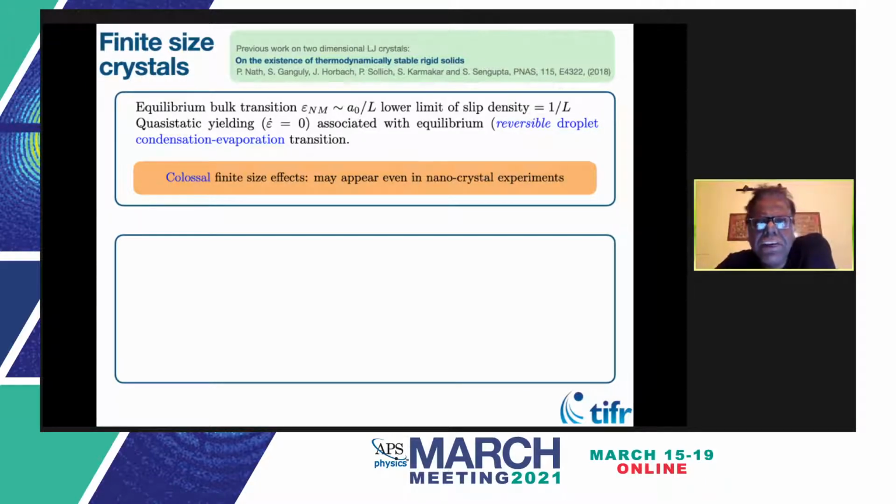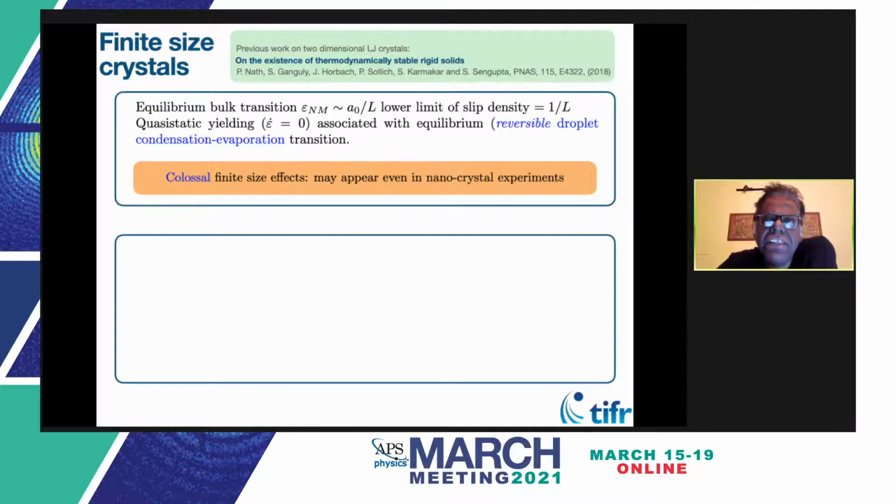It is associated with the reversible droplet condensation-evaporation transition. Now, this is well known from the liquid-gas Ising model and so on. So what happens here is that in an infinite solid, droplets of the stable phase are always unstable, in the sense that droplets smaller than the critical radius shrink, and droplets larger than the critical radius grow. However, if you have a finite system, then you can have a stable droplet.